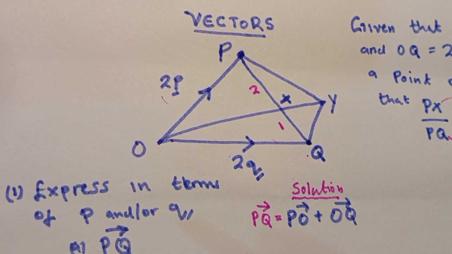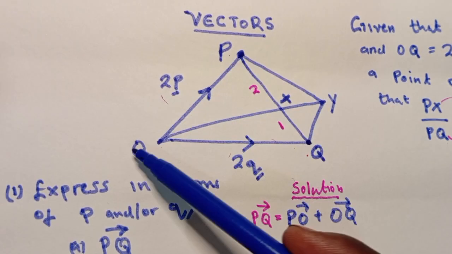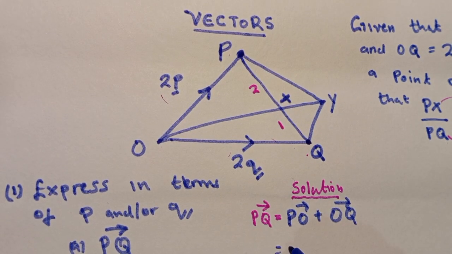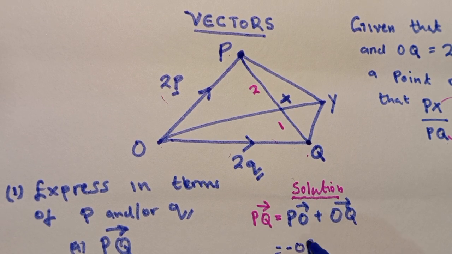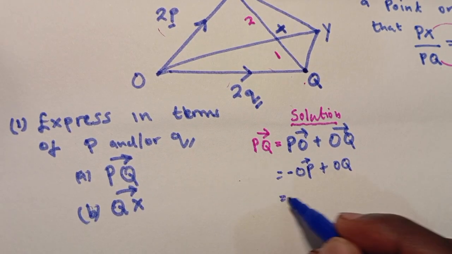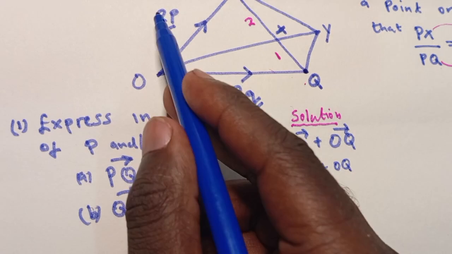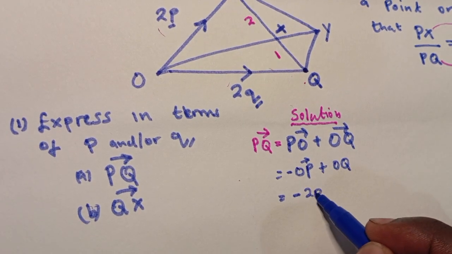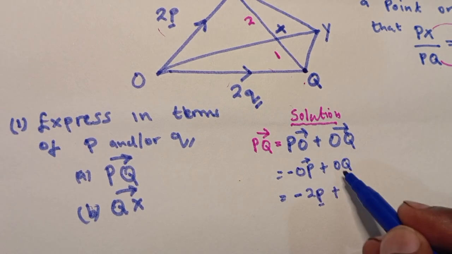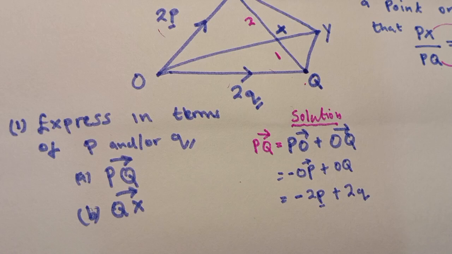Now remember, direction is important. This vector is OP, but we've moved against the direction, so PO is the same as negative OP. OQ is still okay. So this is going to be negative OP, which is negative 2P, plus OQ, which is simply 2Q.